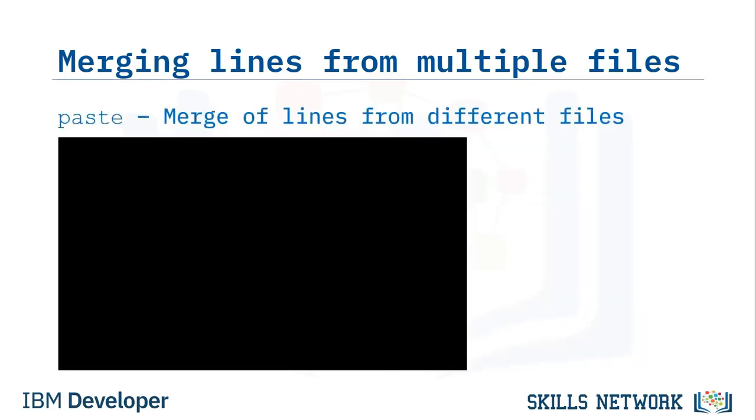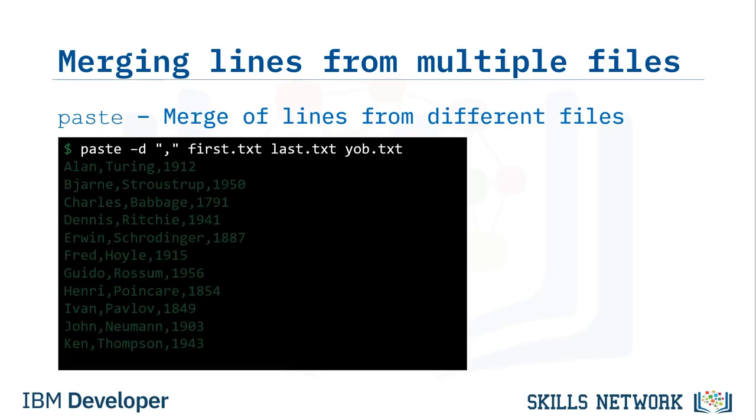You can specify a delimiter other than the tab with the paste command using the -d option. For example, you can use a comma as a delimiter by entering paste -d with a comma surrounded by double quotes together with the first, last, and yob text files. And you get the desired result where you can see, for example, Dennis, Ritchie, 1941.